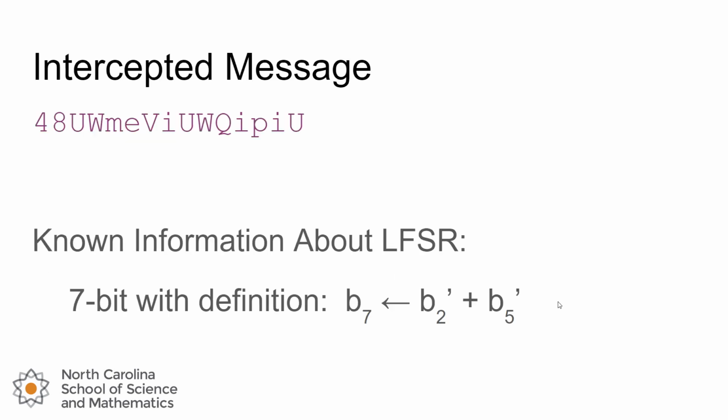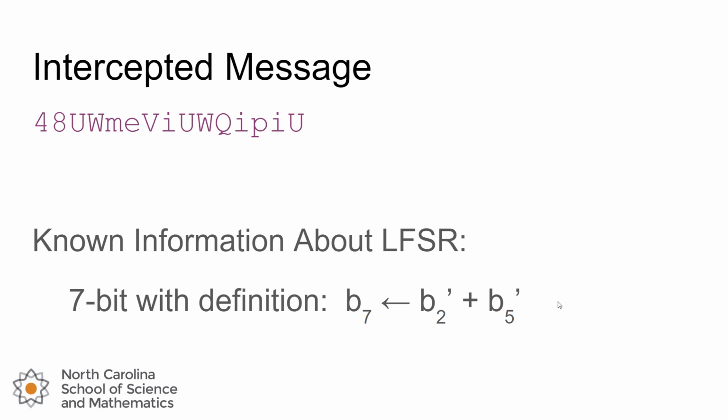So let's suppose we intercepted the following message. We got 48 U, W, M, E, V, I, and so on. Looks like base 64 characters. We'll assume that we know a little bit about the system. We'll know that it's a 7-bit LFSR, and the rule is such that the previous states of bits 2 and 5 XORed together will give us the current state of bit 7.